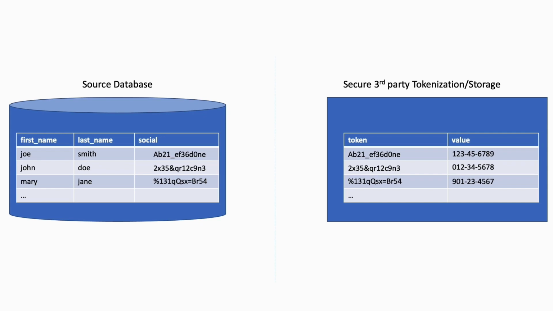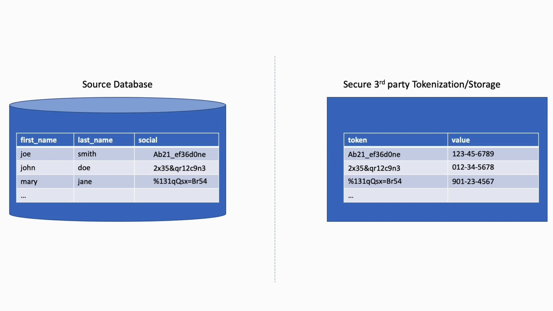The most common use case for tokenization is to allow a business to remove super sensitive data from their internal database and store it with a trusted third party. Usually the third party is certified to meet specific security standards, such as PCI level 1.